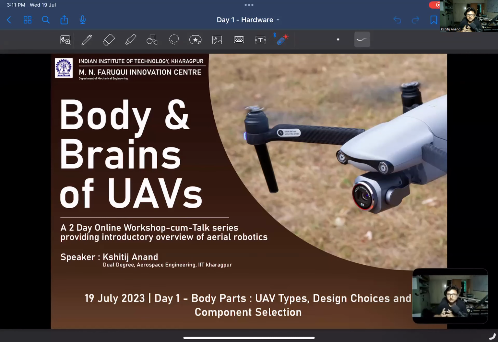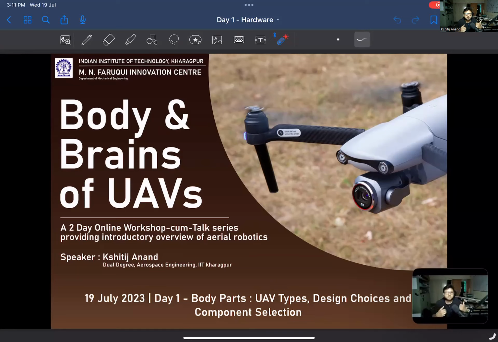We were mostly working on robotics, and today we are here to conduct a UAV workshop in a remote mode. This workshop will be in 2 days. Day one will be related to hardware. We'll be discussing different types of UAVs. How do we design a UAV? What are the component selections?